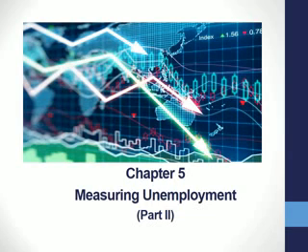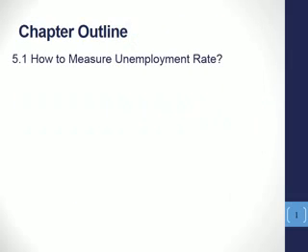Now we will turn to the next part, or the second part from our chapter 5, measuring unemployment. In the first part of this chapter, we talked about how to measure the unemployment rate, and we differentiated between three main labor market indicators, which are unemployment rate, employment to population ratio, and labor force participation rate. Now let's turn to our next point.